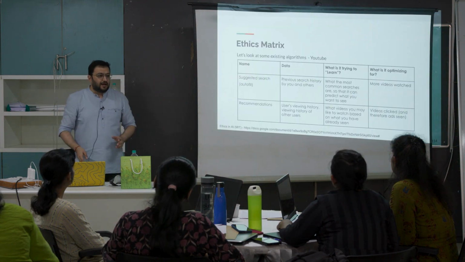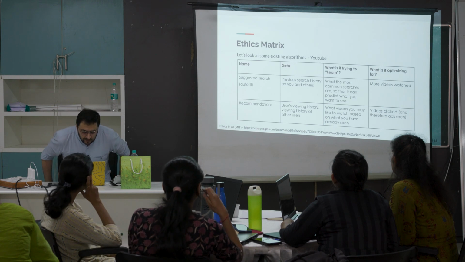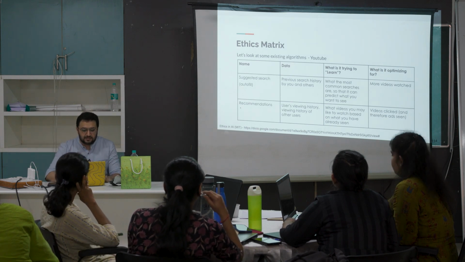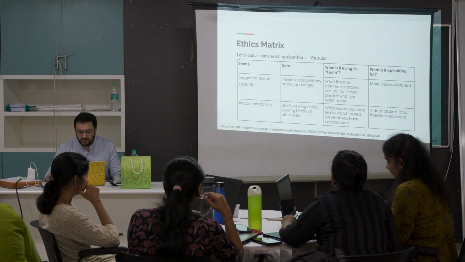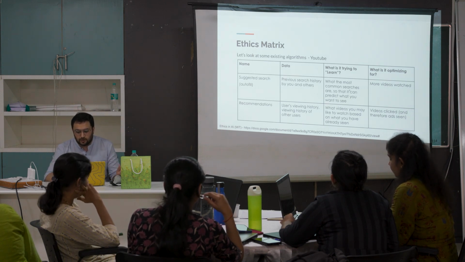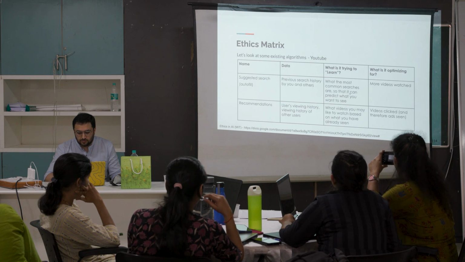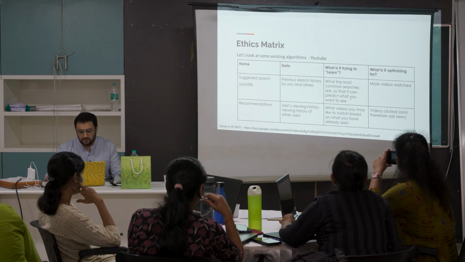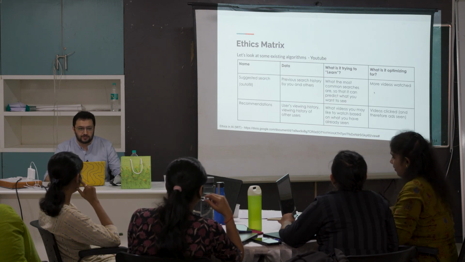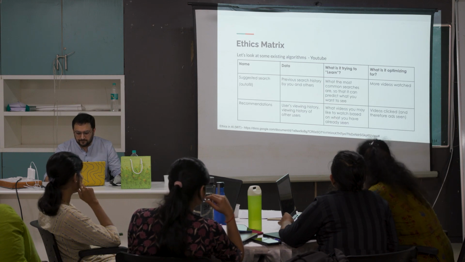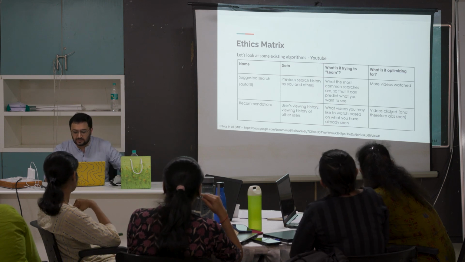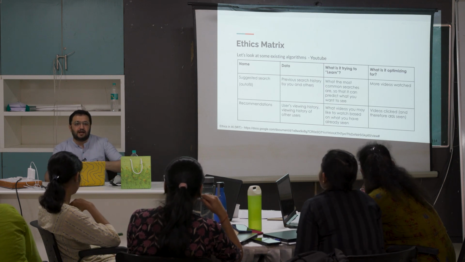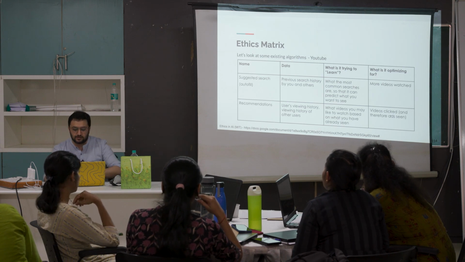Now let's see what I came up with. So basically one was suggest search, you guys said autofill. Previous search history, what they are using, what are the most common searches, so that it can predict what you want to see. So you watch more videos, right? Then recommendations, so that you watch videos. So basically it is looking at videos clicked and therefore more ads are seen. The more you watch videos, the more ads you see.